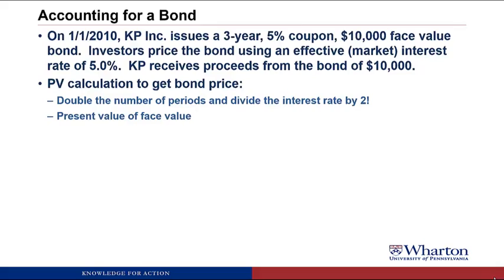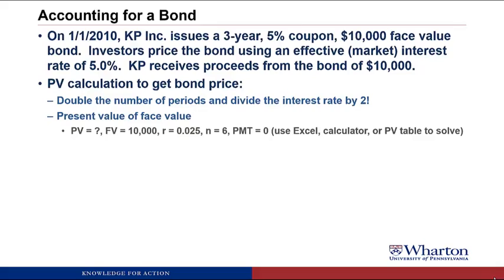So the present value of the face value part, the 10,000, you calculate looking for present value. We'll have a face value or future value of 10,000. We use an interest rate of 0.025, which is half of 5%. The number of periods is 6, 3-year bond, but we double the number of periods to get semi-annual. And then there's no payment because we're just doing a face value, future value. So you'd come up with a present value of 86.23.